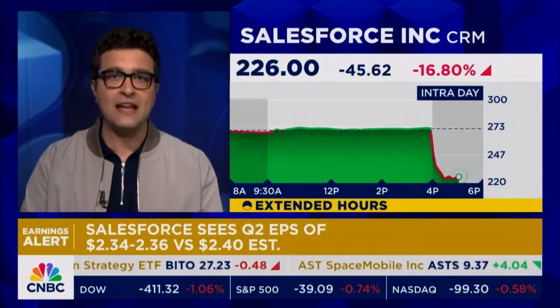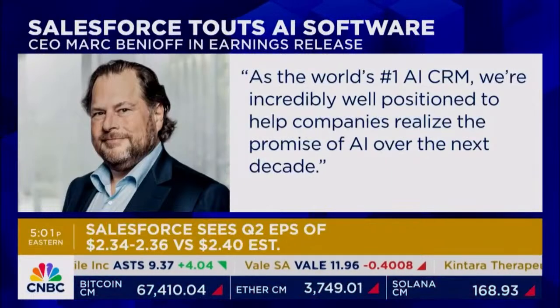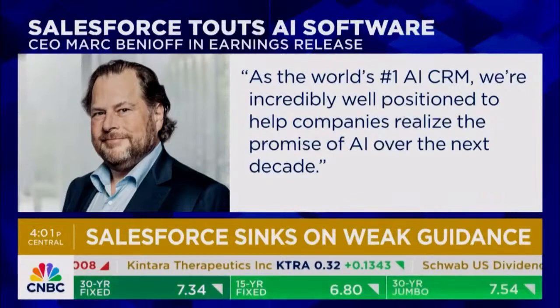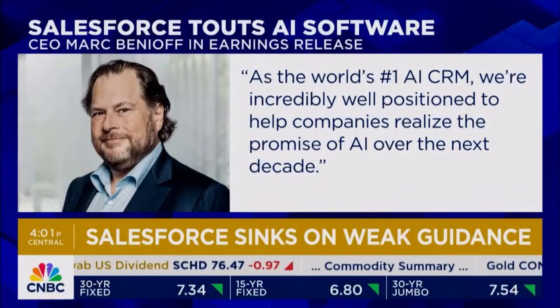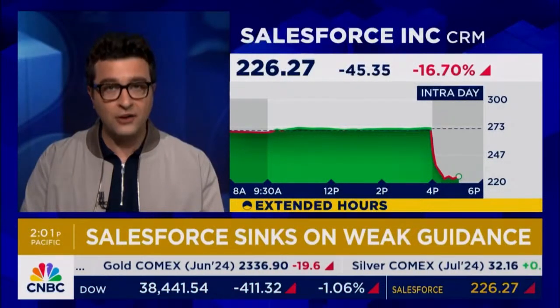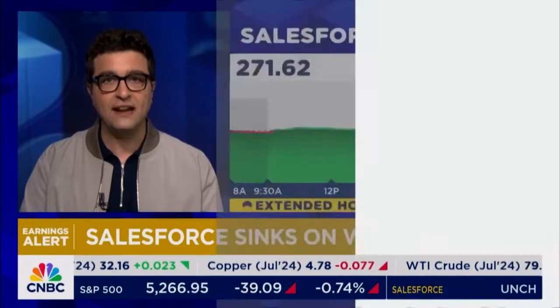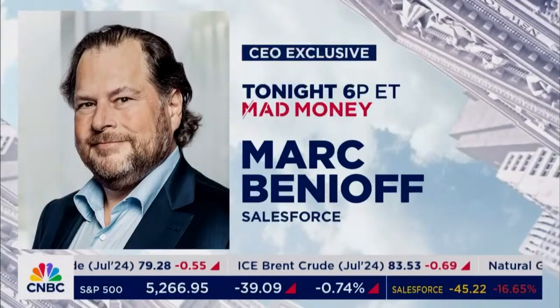So what's going on here? Well, CEO Mark Benioff has been talking a lot about AI, but not showing any direct sales there. He said in this earnings release, quote, as the world's number one AI CRM, we're incredibly well positioned to help companies realize the promise of AI over the next decade, end quote. But clearly investors were hoping for more detail than that. As he said, the call's just kicking off now, and we'll be listening if Benioff gives some more concrete detail on how they will generate sales from AI. I'll be back here with more as we get it. And you can catch Benioff speaking with our own Jim Cramer on Mad Money at 6 p.m. Eastern, Mel.